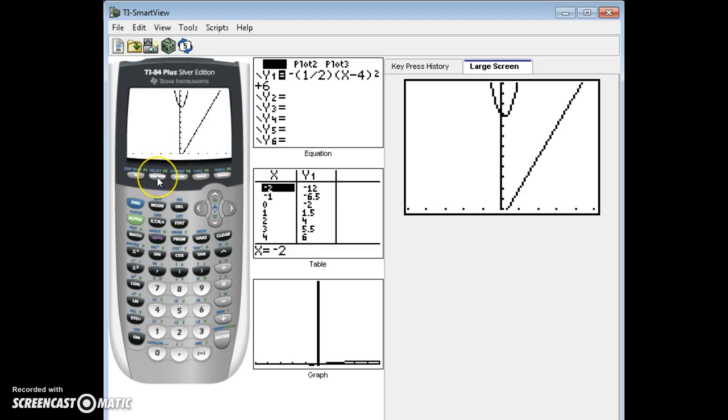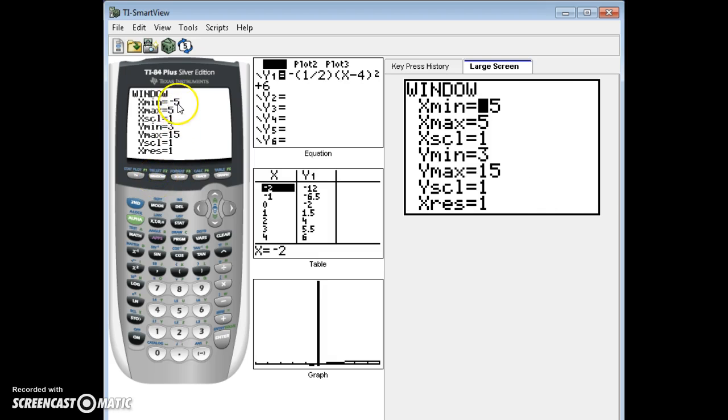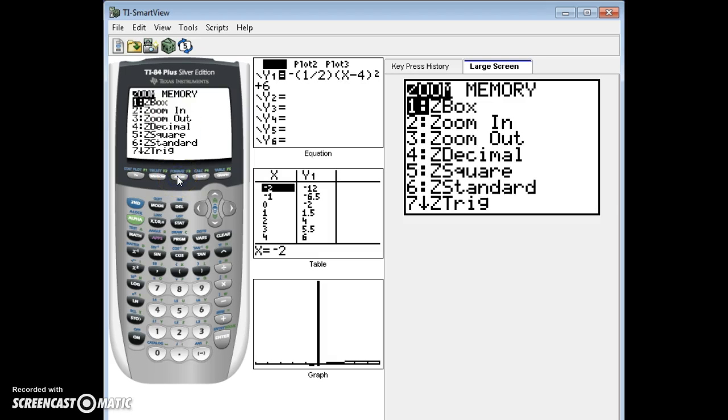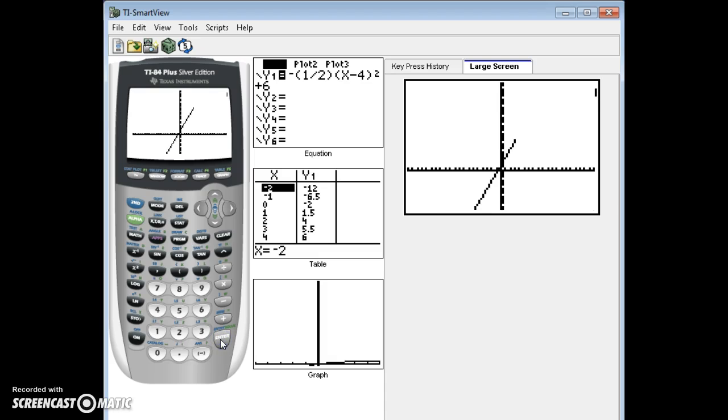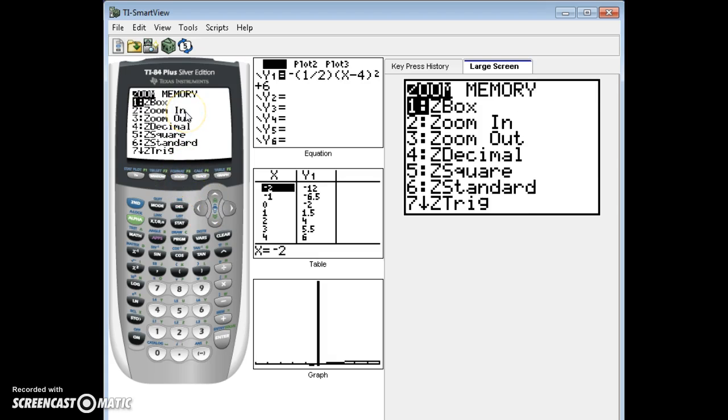So sometimes you have to adjust your window. This one adjusts left and right, and this one adjusts it up and down. You can also look at your zoom features. You can zoom out to see where exactly your function is. Hit enter, and then when you hit enter again on the graph, it'll zoom out for you. When you hit zoom, you can also do zoom in. And you can also go back to the main screen, which is zoom standard.